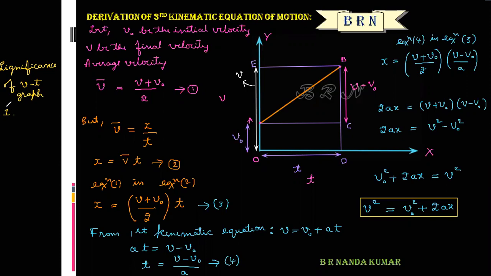The first one is it gives the nature of motion of the particle. Okay, so the VT graph actually represents the nature of motion of the particle. So that is the first significance. What is that? It represents the nature of motion.